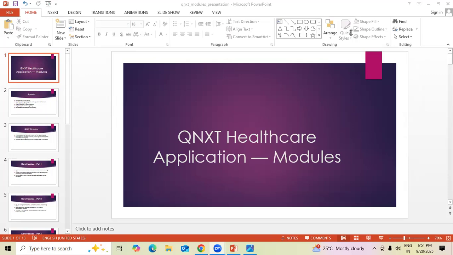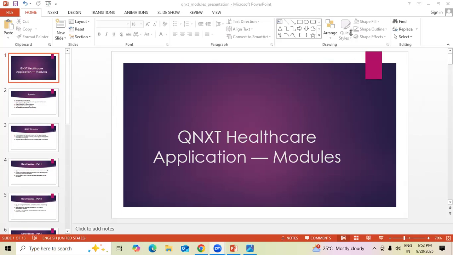Facets. We have one more, QNXT. And the third application is called HealthEdge, right? So these are three major applications. Apart from that, there were other applications also. But QNXT is a healthcare application which is majorly used for core healthcare administration.